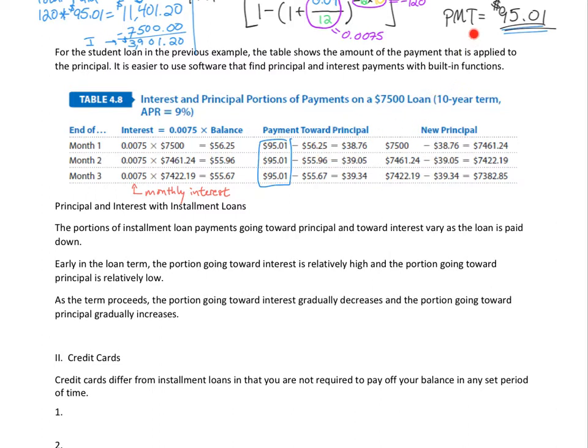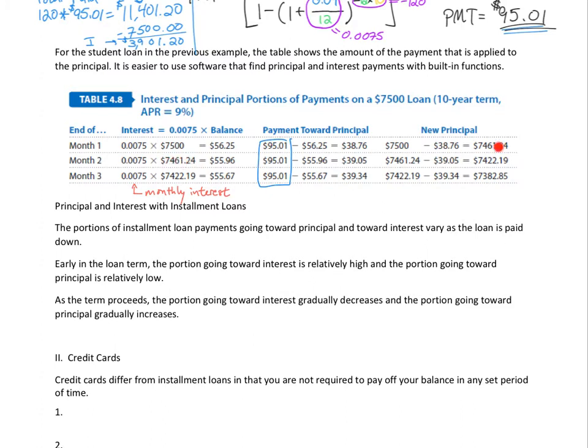That was also right over in this area, somewhere over here, $56.25. 7,500 times 0.0075. So you're only paying off $38.76 on your first payment. Less than half of your first payment goes to paying off your loan. So what happens? That amount that was left over, we subtract it from the principal, we get this new amount here, and we start all over again.